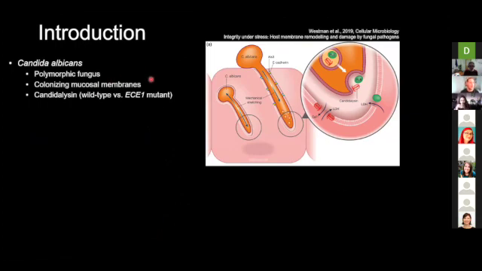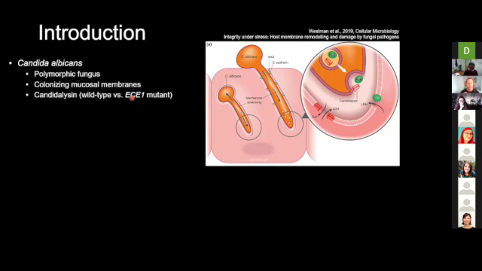It's a polymorphic fungus colonizing various mucosal membranes, including the tongue epithelium. So we're using tongue epithelium cells here. We're using the wild type strain, and we're looking at, of course, Candida lysin, one of the known causative effects of cell death. So throughout this story, we're using the wild type strain and the ECE1 mutant here for Candida lysin. So we're investigating basically how Candida albicans penetrates epithelial cells and how the invasion pocket is formed. And we're trying to figure out all these characteristics of the invasion pocket.